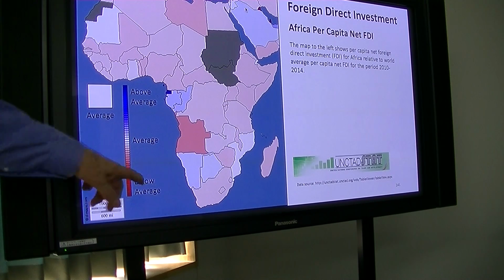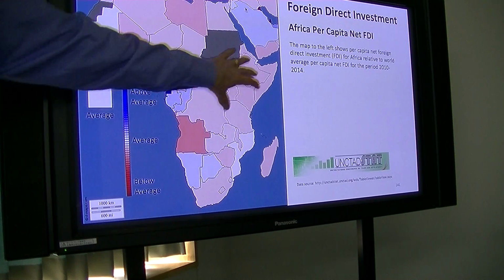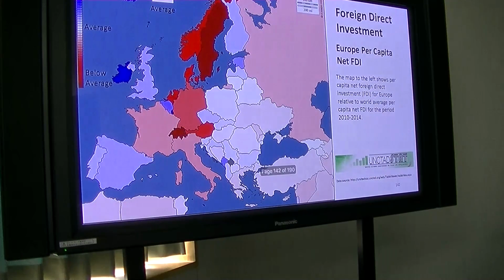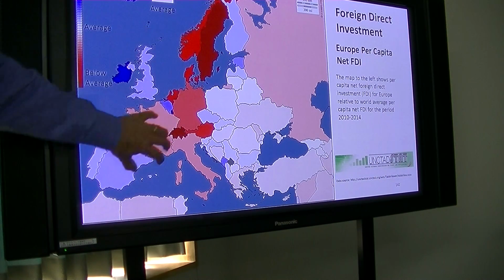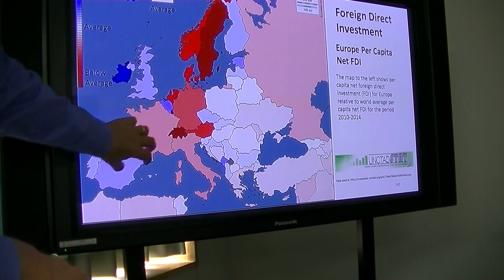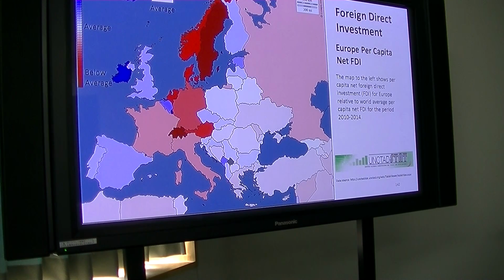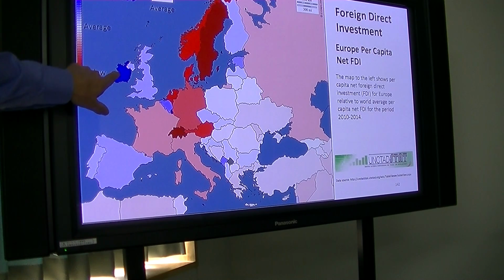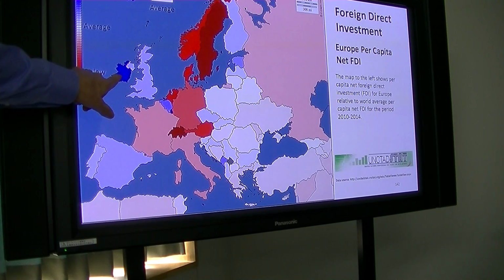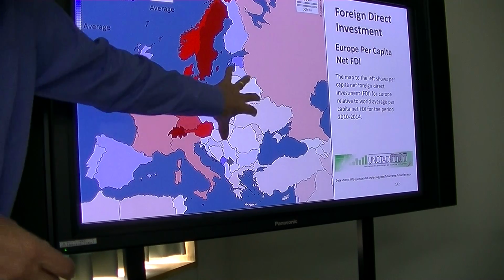You're seeing the impact that China is having, particularly in Eastern Africa. That is a net outflow. But these are wealthy countries. Ireland, I've talked about this last week, it's because it's a tax haven. So some of these are tax havens, and you see that difference.